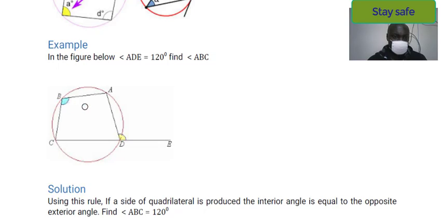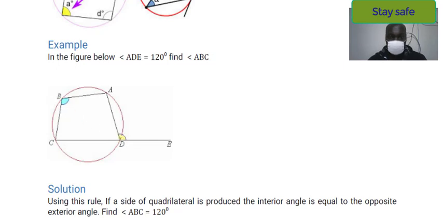When you look at this, this is the second property, that this exterior angle is equal to this opposite interior angle. So if this is 120, this one should be 120 also. So solution, using this rule: if a side of a quadrilateral is produced, the interior angle is equal to the opposite exterior angle. So these 2 angles are equal, and both of them are 120 degrees.